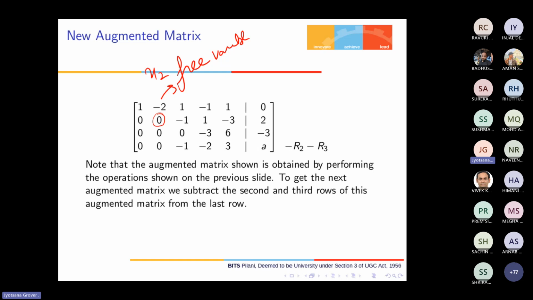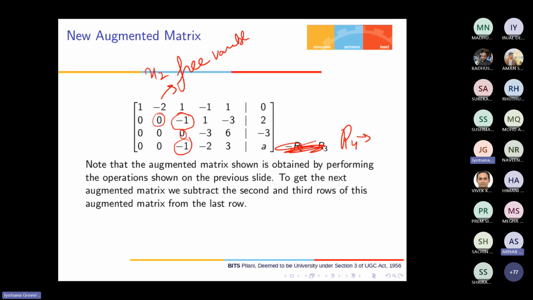Now what is the next target? See the leading entry. The leading entry of row 2 is this, so convert all the entries below it to 0. This is already 0. Now you have to convert this also to 0. What row operation will you apply? R4 minus R2? R4 plus R1? We need to do a row exchange?